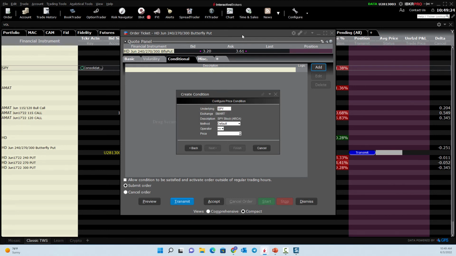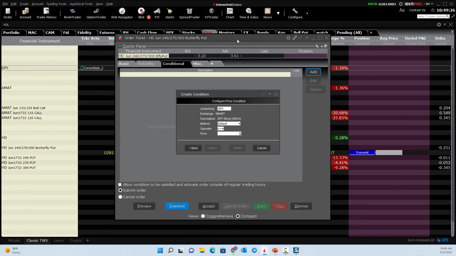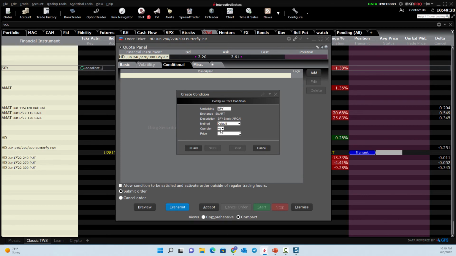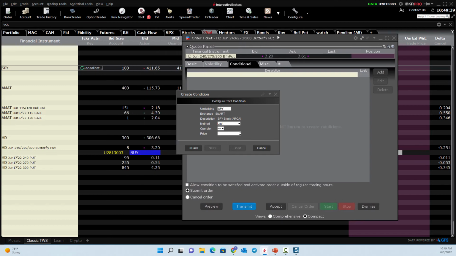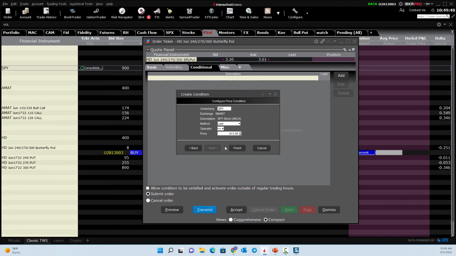SPY is trading at 411.60, so maybe we want it to go less than or equal to, and the default is last, by the way. You could leave it on default, the last trade. But we want the last trade of SPY to be less than, let's say, 411 per share. If it breaks 411, we want to buy this put butterfly on Home Depot.